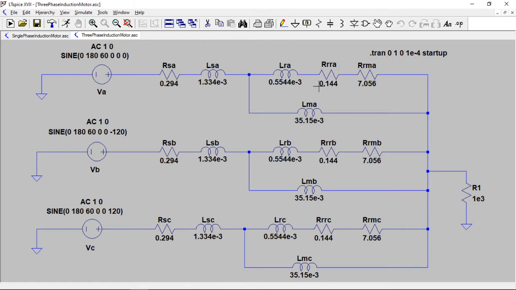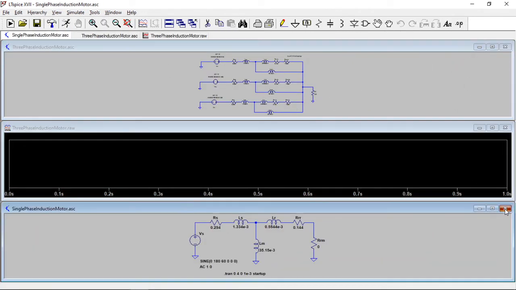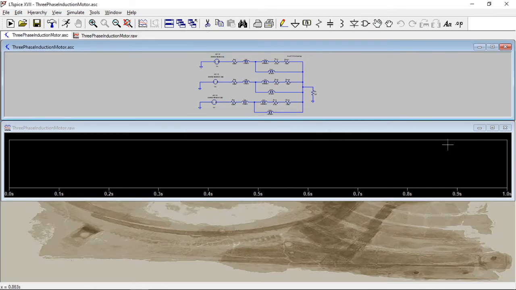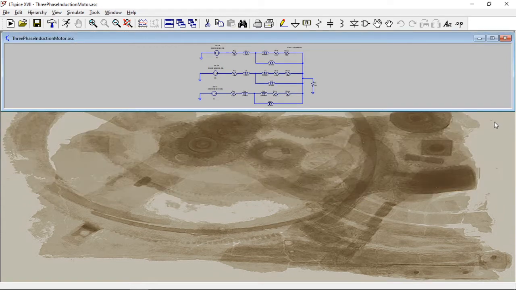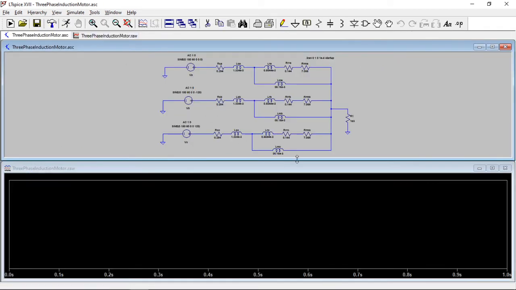And here again, we're at a slip of 0.02. All right, and let's just close this out here. Close this out, open this, and run it again. Okay. Oh well, if it wants to be on top, that's fine. So let's look at some voltages here. Let's look first at this voltage here.